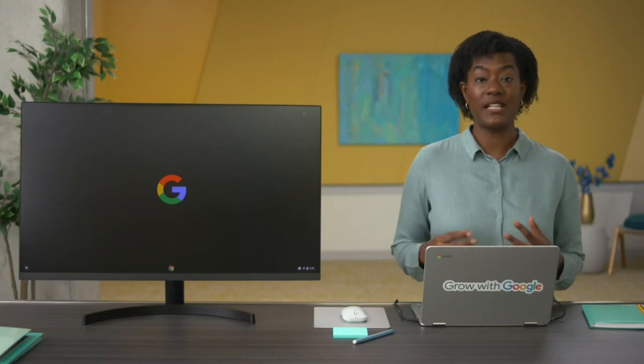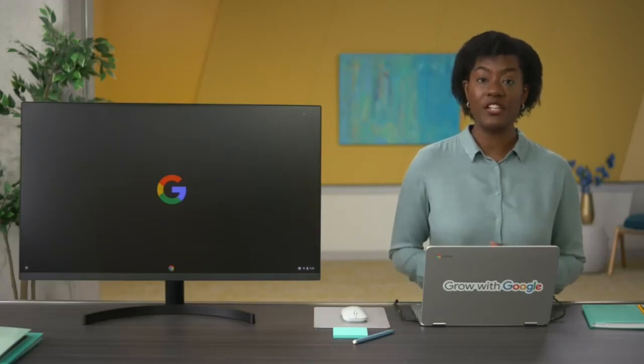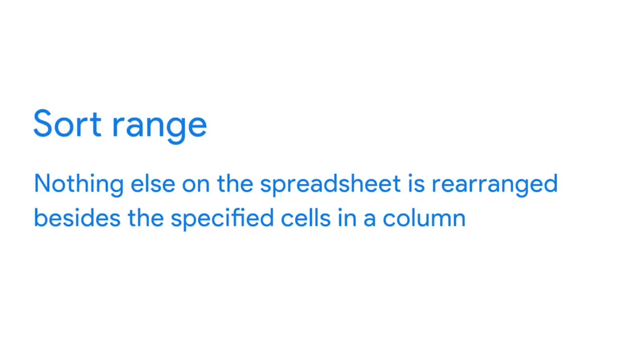In spreadsheets, you can sort data by ascending or descending order using numbers or letters. If cells are labeled with color, you can sort them by color too. When sorting data in a spreadsheet, you can choose to sort sheet or sort range. If sort sheet is applied, all of the data in a spreadsheet is sorted by the conditions of a single column, but the related information across each row stays together. On the other hand, sort range doesn't keep the information across rows together. When you sort a range, you're selecting a specific collection of cells, or the range that you want the sorting limited to. Nothing else on the spreadsheet gets rearranged but the specified cells.